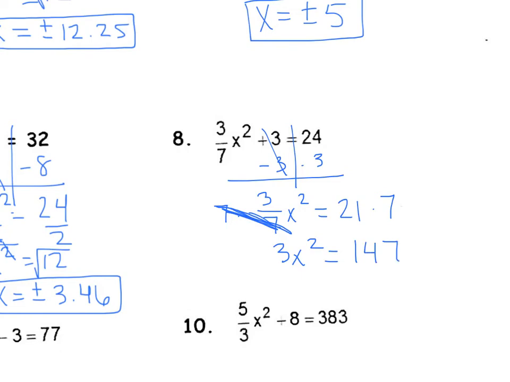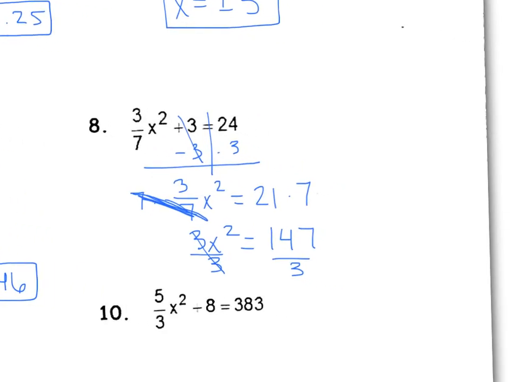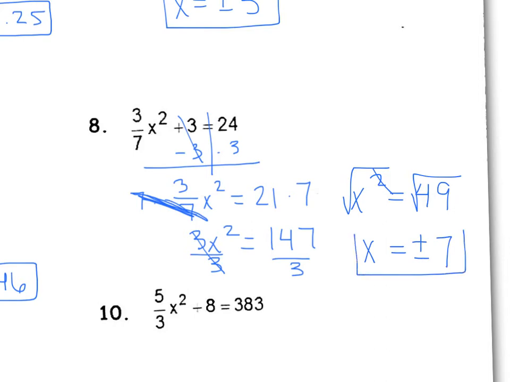So now we're going to divide by 3, and that gets us x squared equals 49, and then square root both sides, giving us x equals plus or minus 7. So fractions always present issues, so be careful with that. I just like to play it safe and just get rid of the fraction. You could even do it in the very beginning here if you wanted to get rid of the fraction just by multiplying everything by 7.